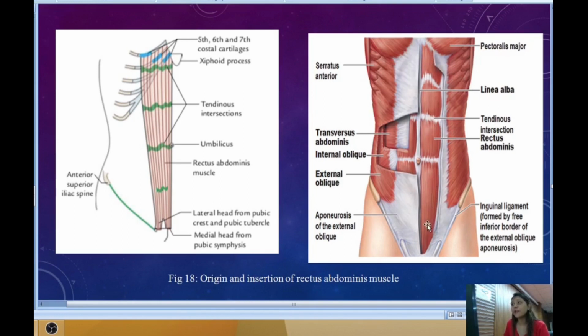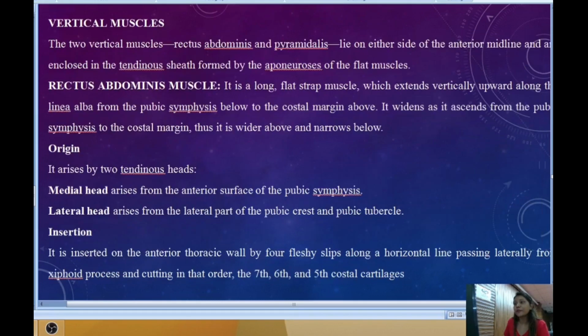So you have to know the rectus muscle, the boys should know the rectus muscle if you want to make abs. Very important. So rectus abdominis is a vertical flat muscle.